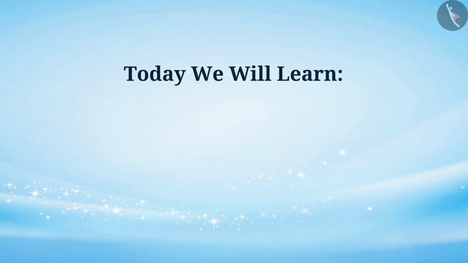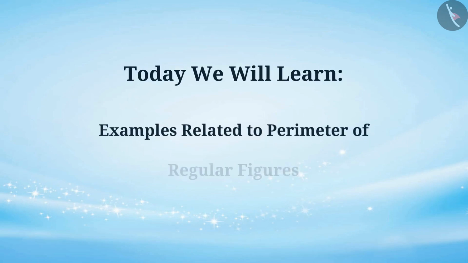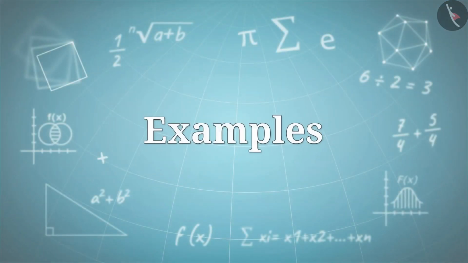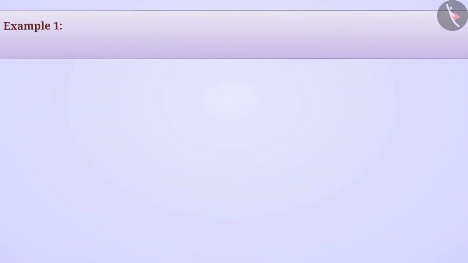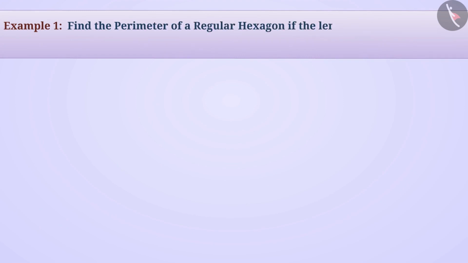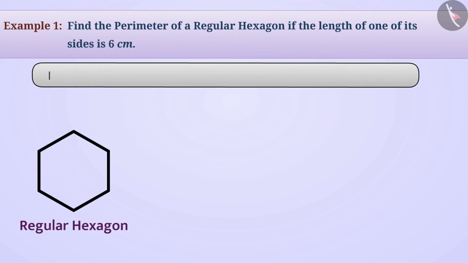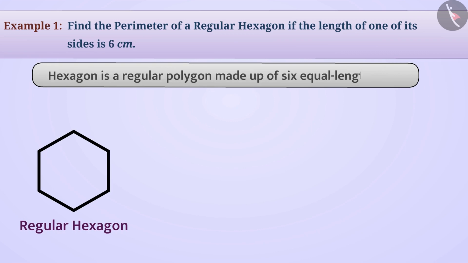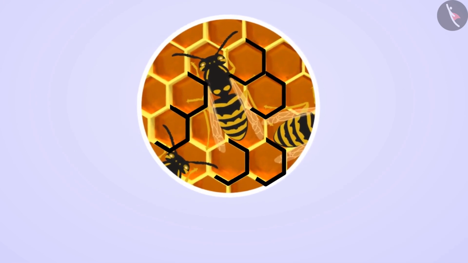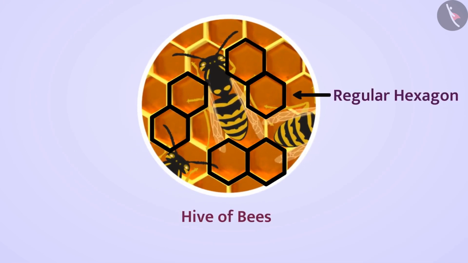Today we will learn about examples related to perimeter of regular figures. Find the perimeter of a regular hexagon if the length of one of its sides is 6 cm. We know that a hexagon is a regular polygon made up of 6 equal length sides. A regular hexagon can be seen in a hive of bees.